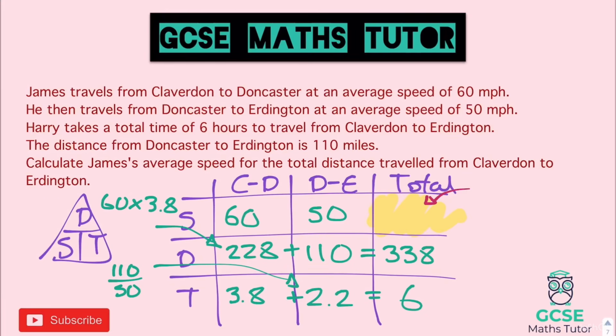We can answer our total speed there for the overall journey, and that is the total distance, which is 338, divided by the total time there, which is 6, and 338 divided by 6 gives us a speed of 56.3 recurring miles per hour. There we go. And that particular question again doesn't ask us how to round it, so I'll just leave that as 56.3 recurring miles per hour.